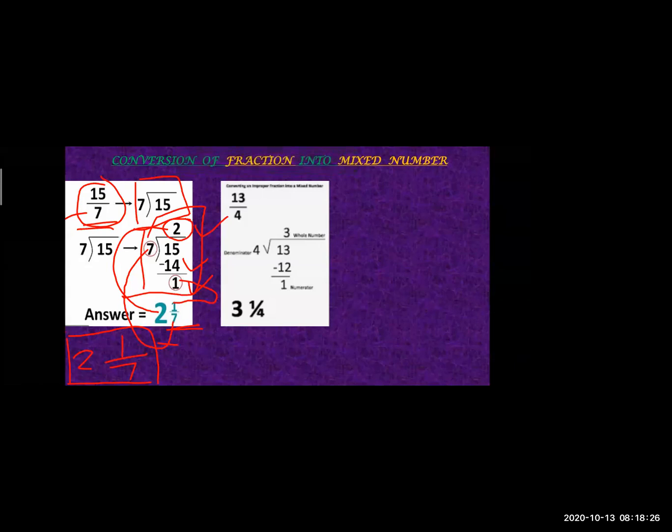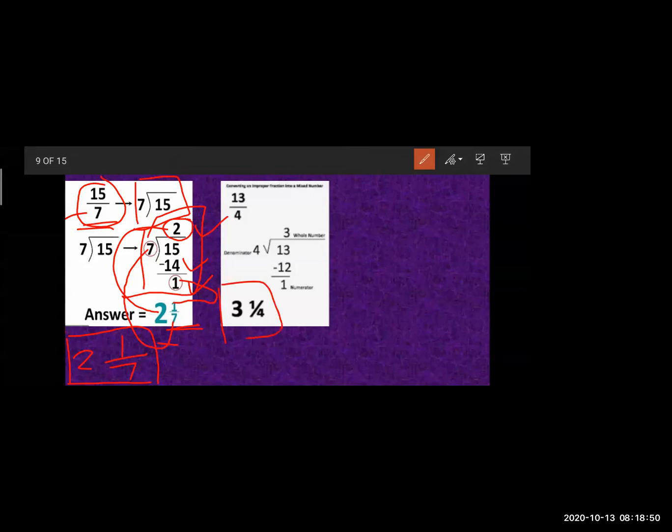Yes. See, 4 3s are 12. What is the remainder we got? 1. Yes. And what is the quotient? 3. Yes. And how will we write the fraction as a mixed number? 3 1 upon 4. 3 1 upon 4 is our answer.